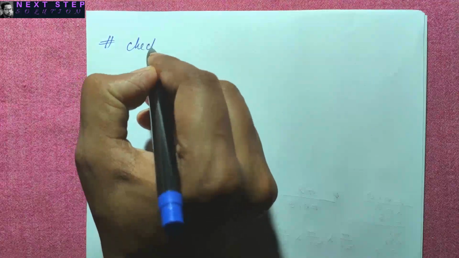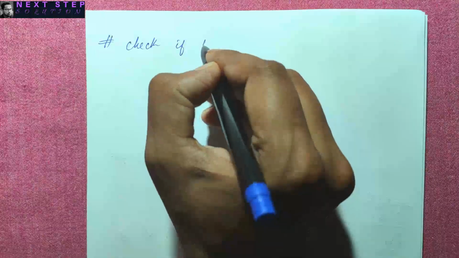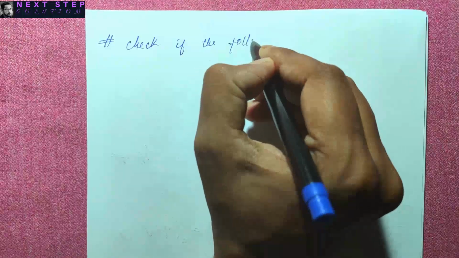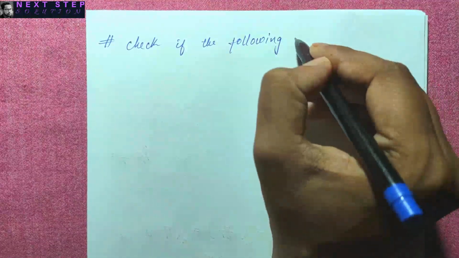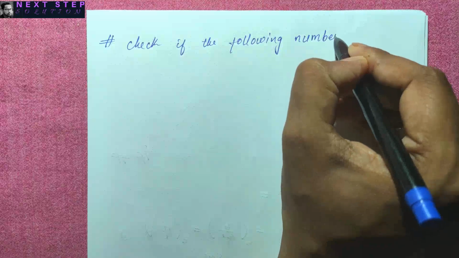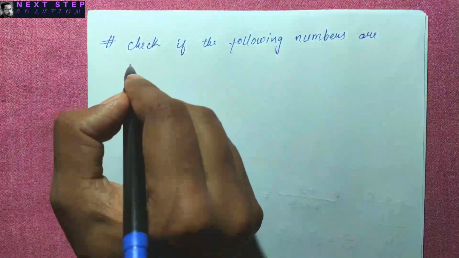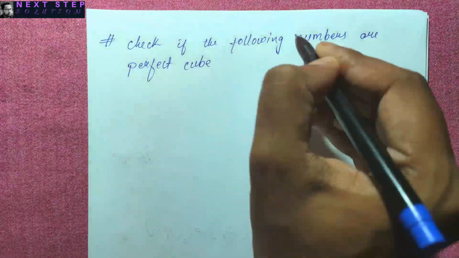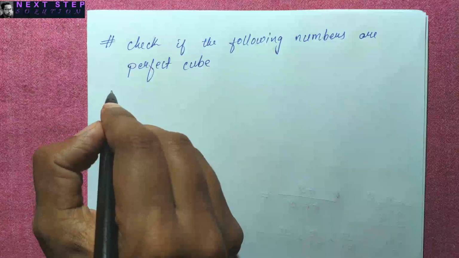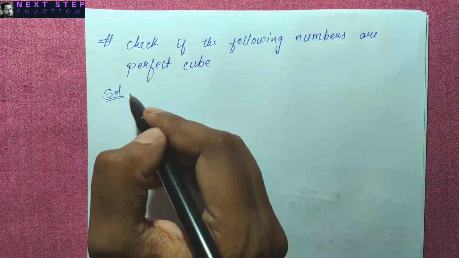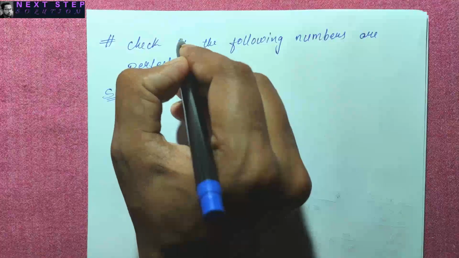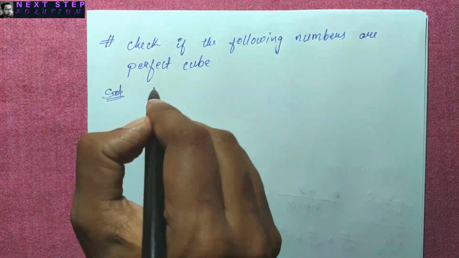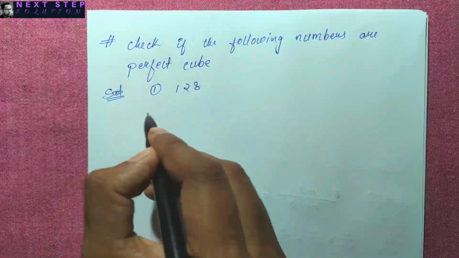Now let us see another question. Check if the following numbers are perfect cubes. Now, to check whether it is a perfect cube or not, we need to check whether it is the product of three equal numbers multiplied together. Say, suppose the number is 128.